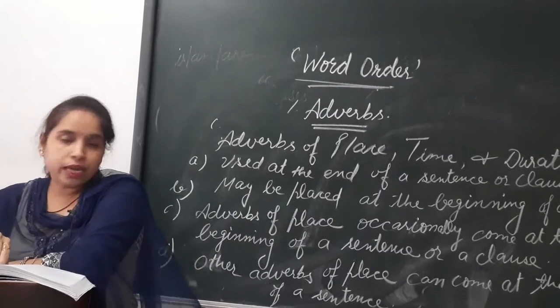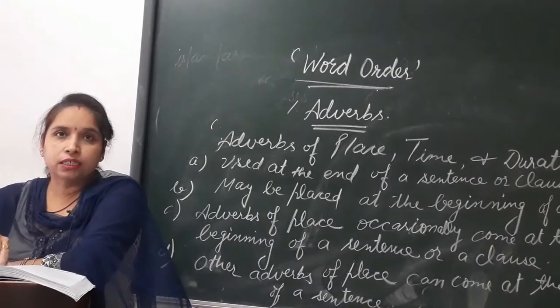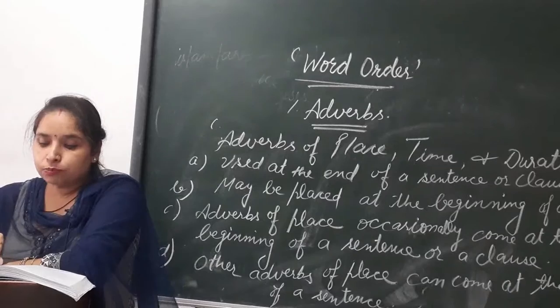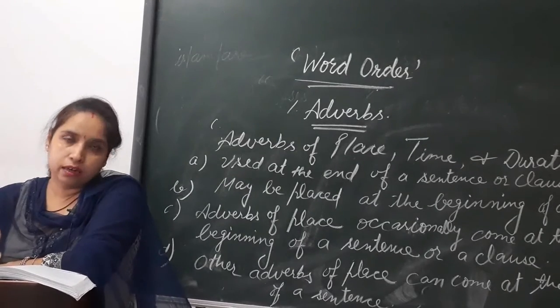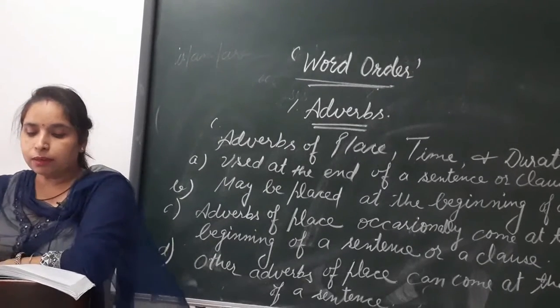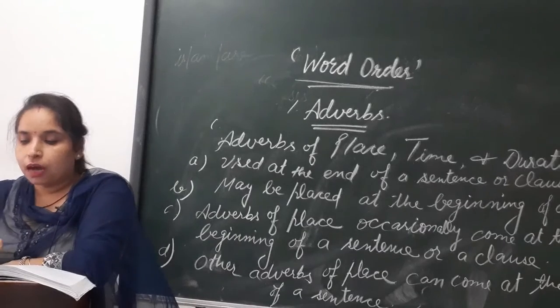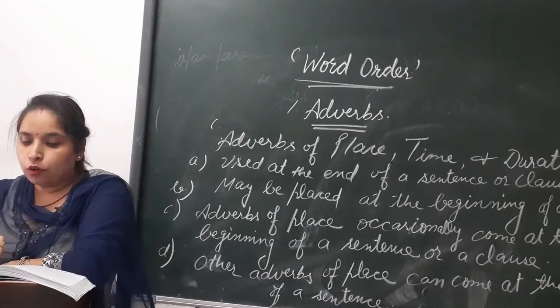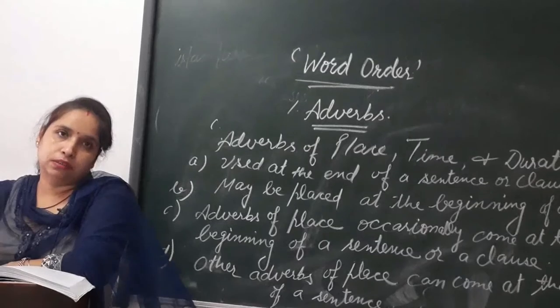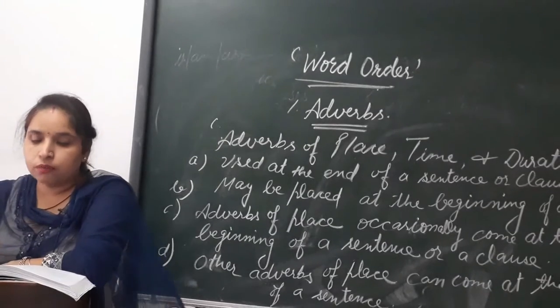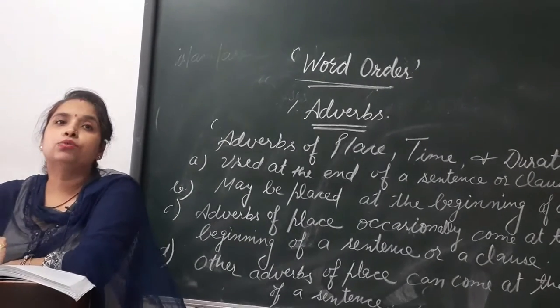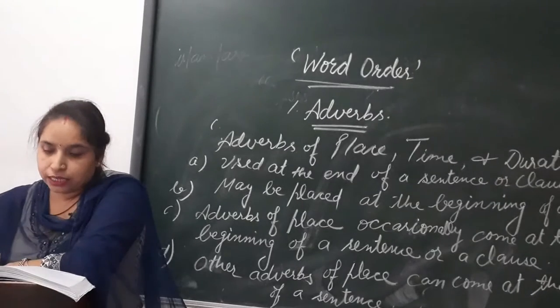Adverbs of place occasionally come at the beginning of a sentence or a clause. This is especially the case with here and there. For example, here is the book you are looking for. Here it has come at the beginning. I opened the door and there was my brother. So when here and there cases are there, we use them at the beginning of the sentence.